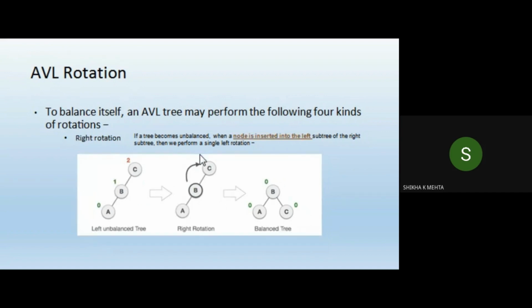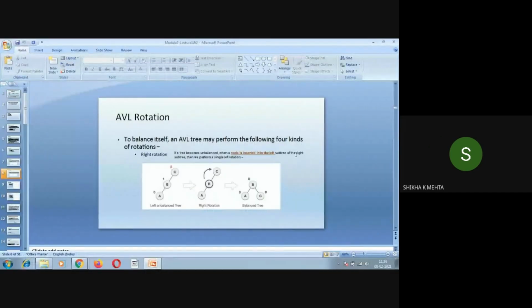So next we have the right rotation. The right rotation we perform when a node is inserted into the left subtree. So here it is the left only, it is not right. Let me correct it right here, otherwise you will forget about it.